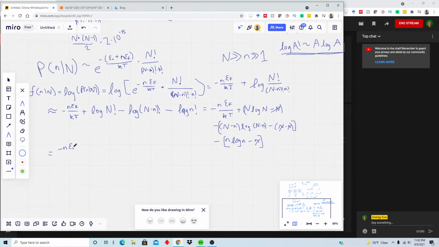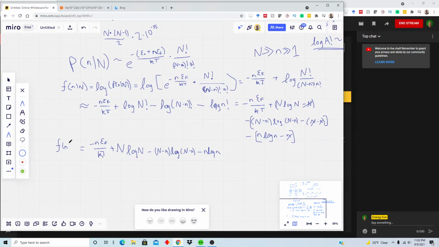And so what we're left with is this, plus N log N minus (N minus n) log (N minus n) minus n log n. Okay. So let me see something real quick. Yep. And so this is what we have, right? And so this is our function.